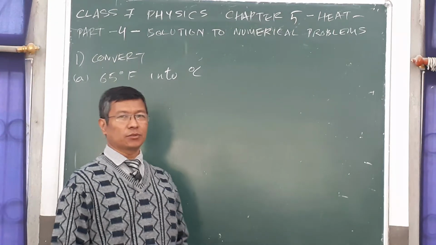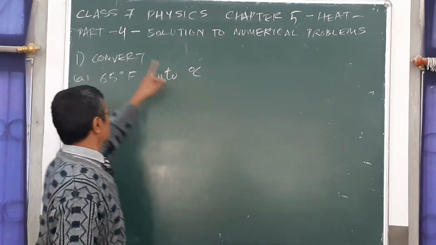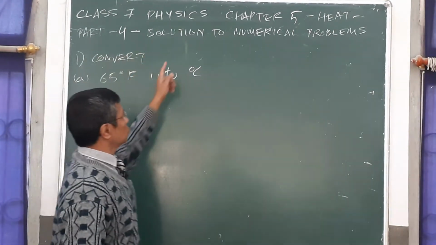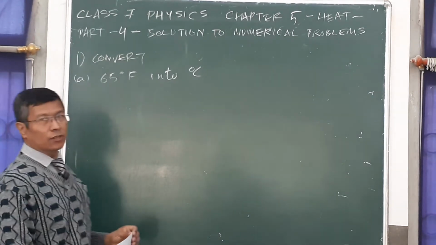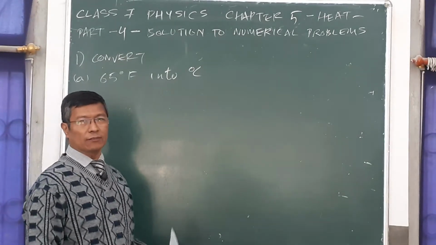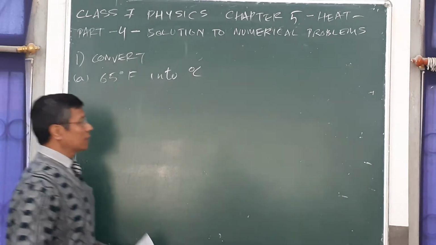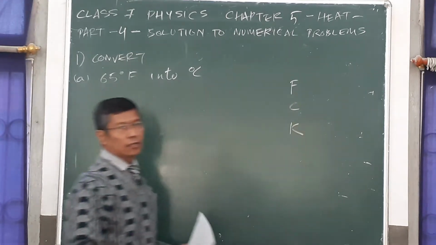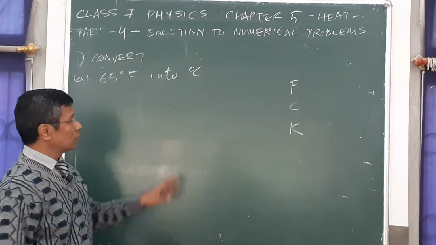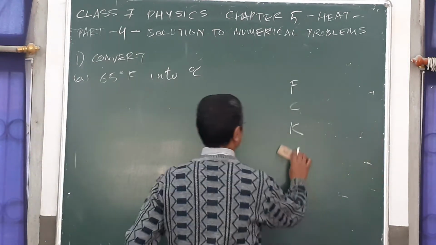Hello students, today we are continuing with chapter 5 heat part 4 and we are discussing the solutions to the numerical problems. So we will learn how to convert. As you know, we have three scales in which we measure temperature: the Fahrenheit scale, the Celsius scale and the Kelvin scale. Now today we will learn exactly how to convert from one scale to another, one at a time.